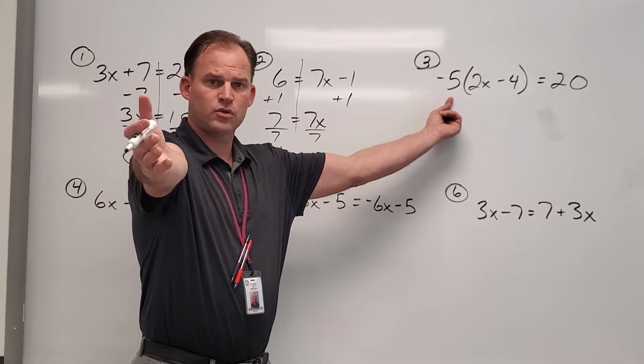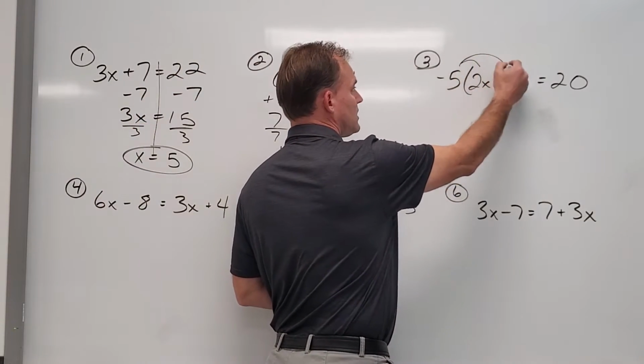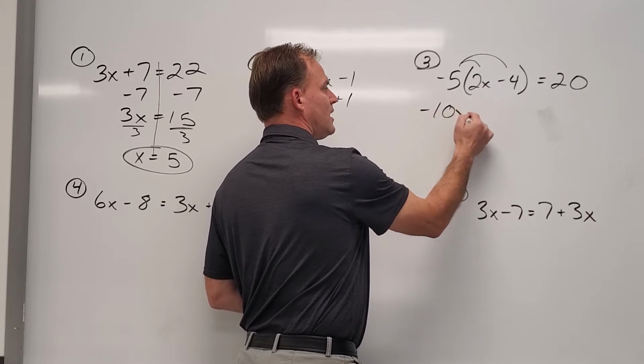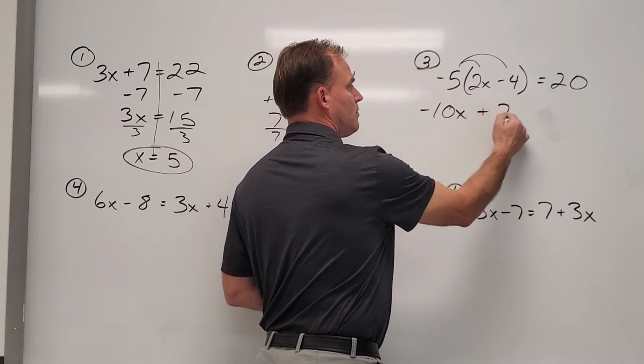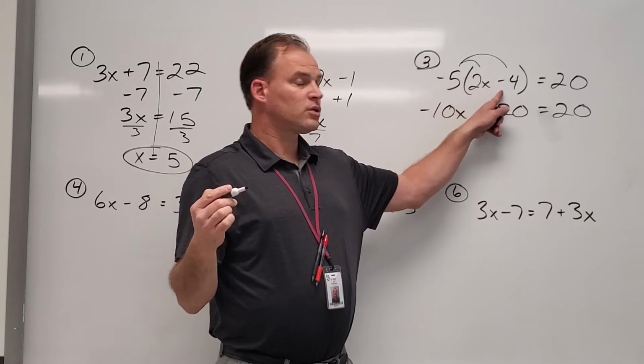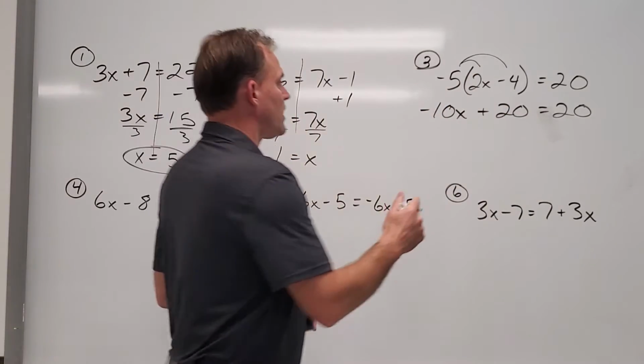Number 3, I see distribution. What are we going to do with distribution? Multiply this number times everything on the inside. So this gives me negative 10x. Negative gives me positive 20. Watch your signs when you multiply. Now we finish the problem just like the rest of these.